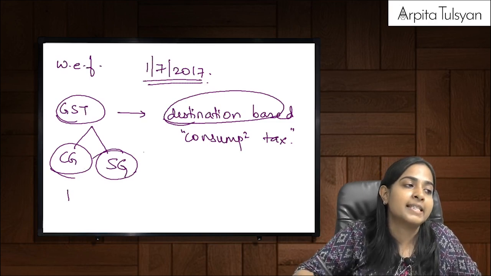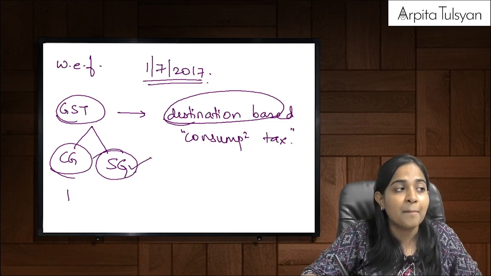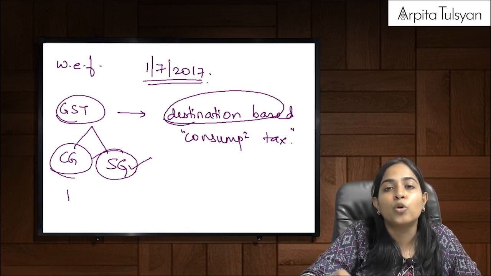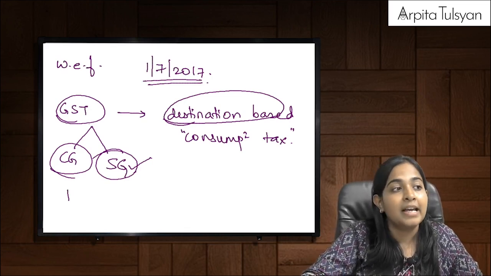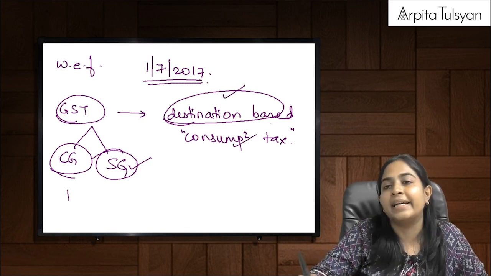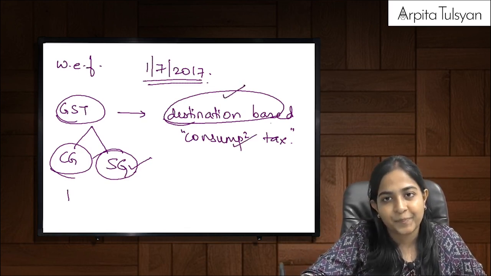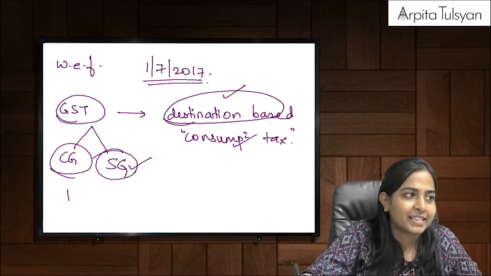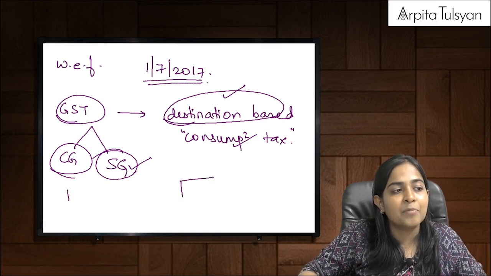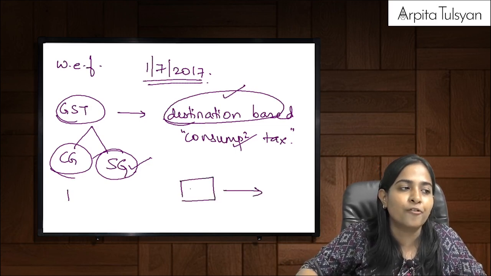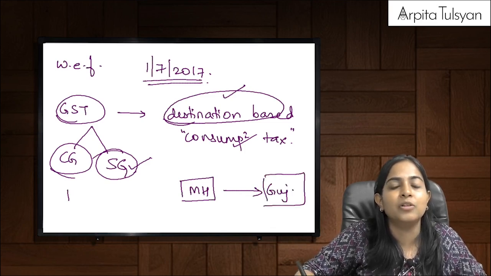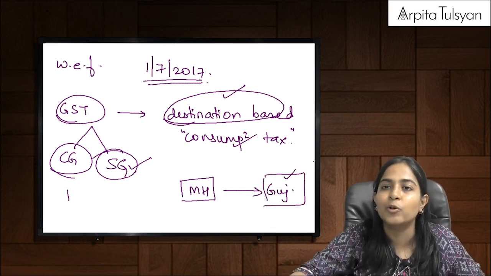So they say that some part of this tax is going to go to such a state government where the goods are ultimately consumed. What do you mean by this? Let's say some goods are being sold from Maharashtra to Gujarat, and the goods are being consumed in Gujarat.